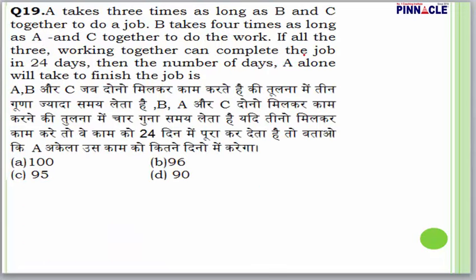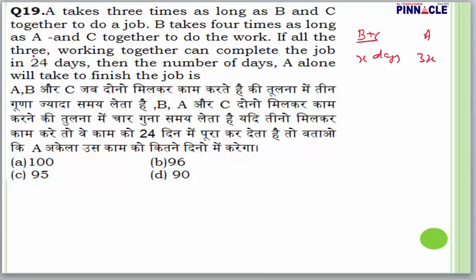Next question, question number 19. A takes 3 times as long as B and C together. Let's say B and C together take x days. Then A will take 3 times, that is 3x days.